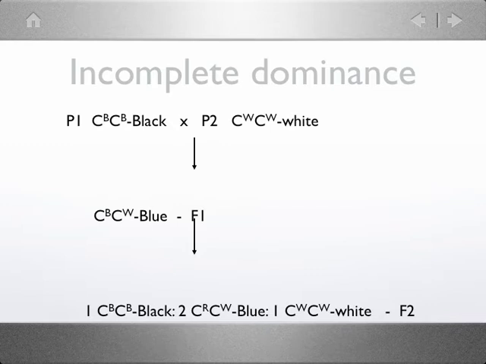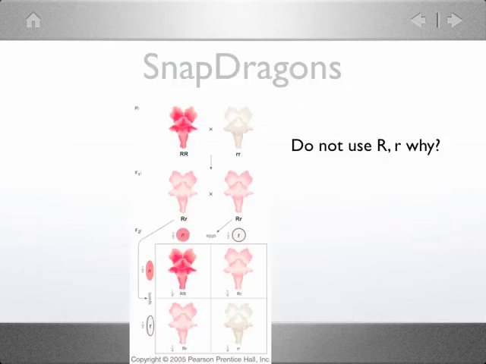And then the third step here, you get all your variation, except for now you get more variation than you'd expect. So you get the parents reappearing, black and white, but then you also have this blue. And so phenotypically, I want you to write down the ratio, which is kind of written here, 1 to 2 to 1. Okay, so here are the snapdragons.